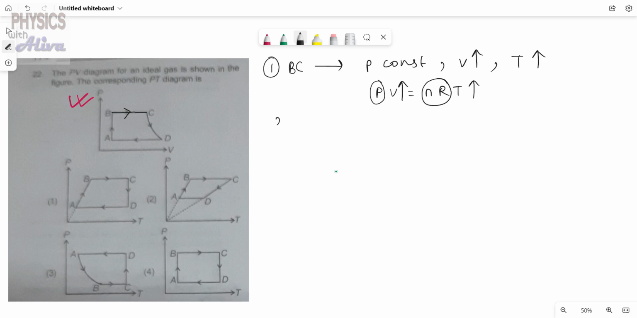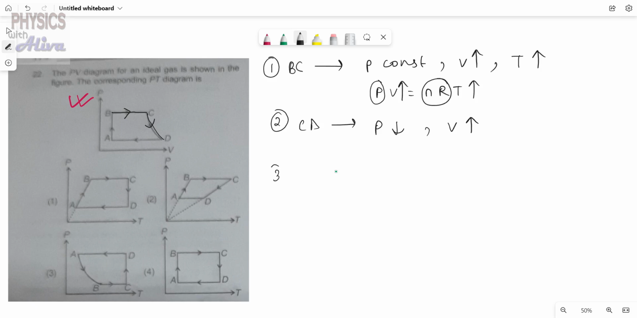Okay, now come to the second line. The second line is this one. This line CD, where the pressure is decreasing and volume is increasing. Right? Pressure is decreasing and volume is increasing.